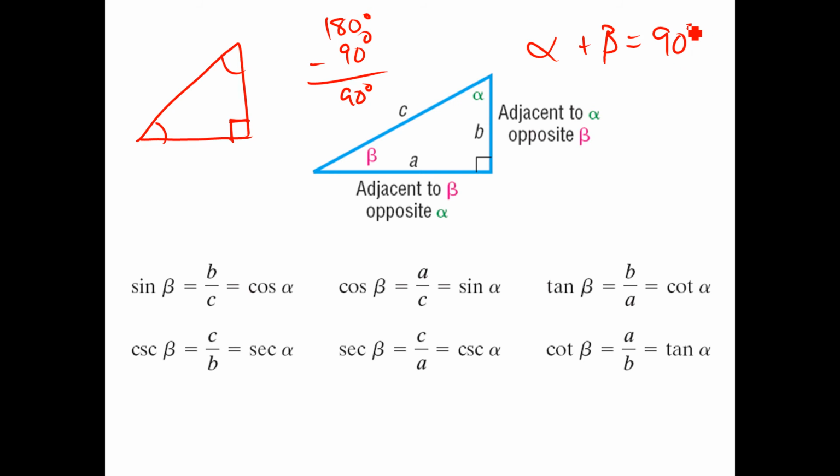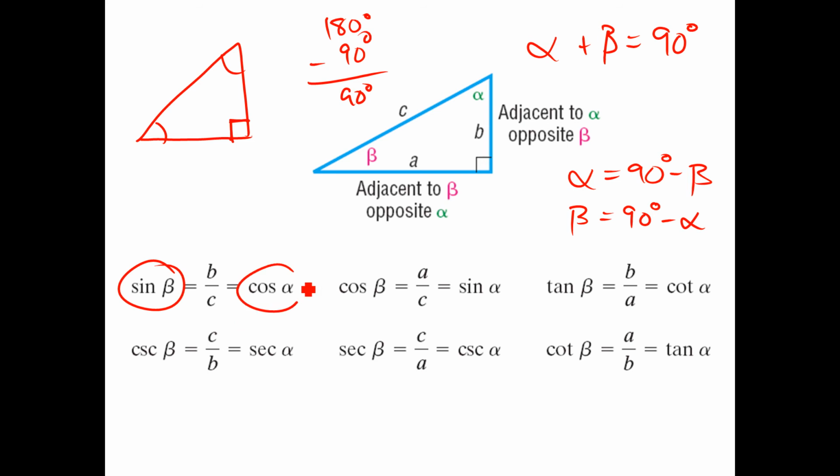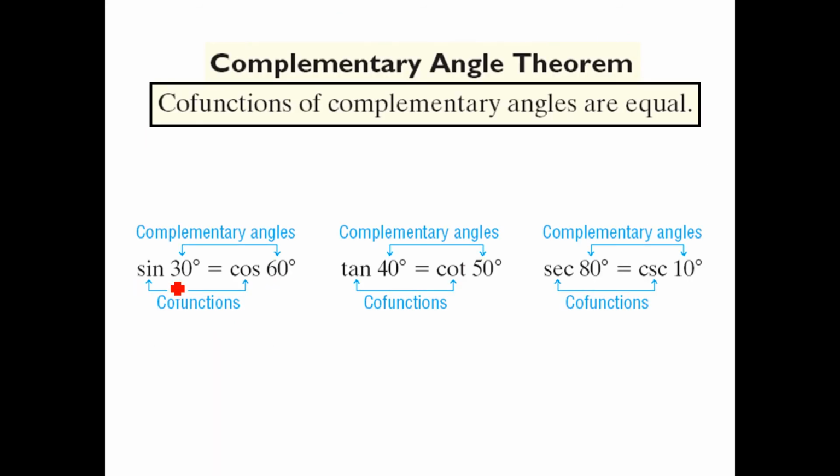So we know that if we know alpha, it's going to be 90 minus beta. Beta is going to be 90 minus alpha, right? The 2 angles have to add up to 90. So that's what this is saying here, right? The sine of one angle is the cosine of the other angle, since they have to add up to 90. So the sine of 30 is the same as the cosine of 60. 30 plus 60 is 90.